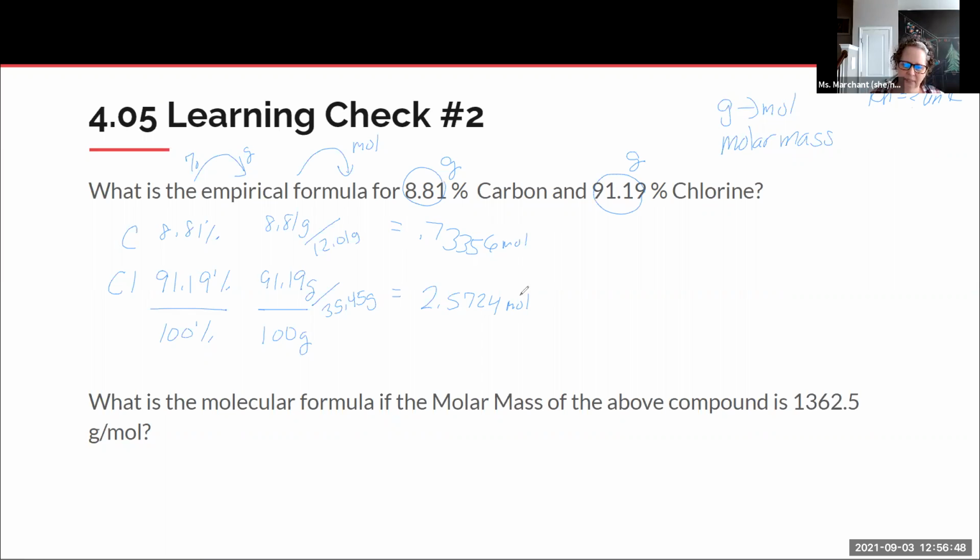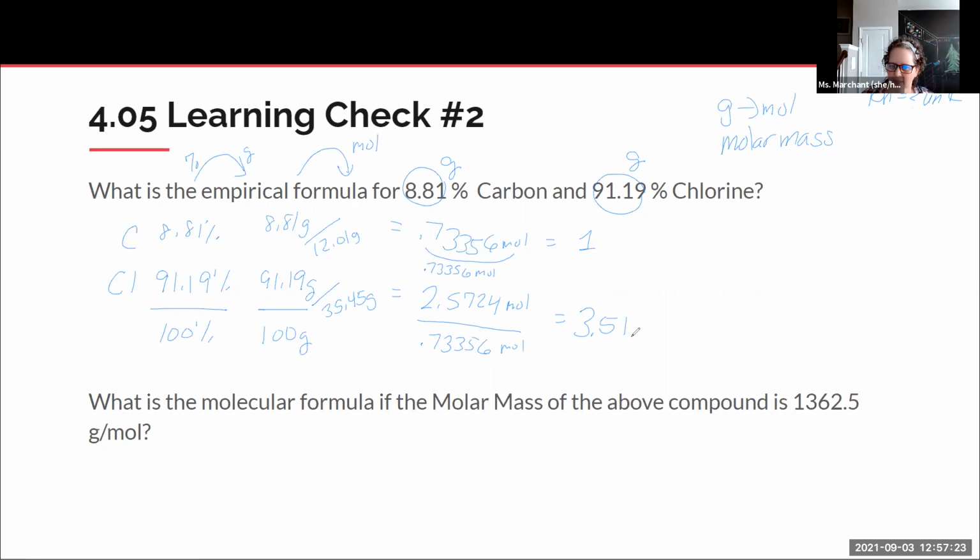So now we've got to minimize this so we have a better ratio. So find who has less. That's 0.7335, and you divide it by itself so that we can change that into a nice ratio quantity of 1. And what you do to one thing, you have to do to the other. Don't divide the other one by 2.57. You've got to divide it by the same divisor you did the first time. 0.73356. When I divide those, I get 3.51.